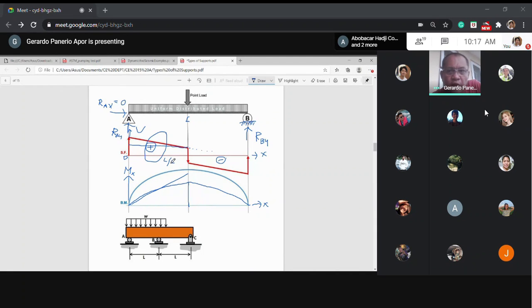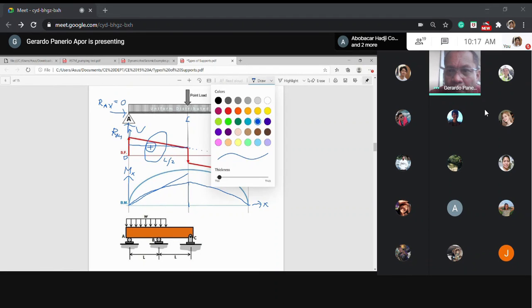So your slope now, for this one, what is it? Go back. I do not know how to go back. Is that the only command? The color is different now. Okay.